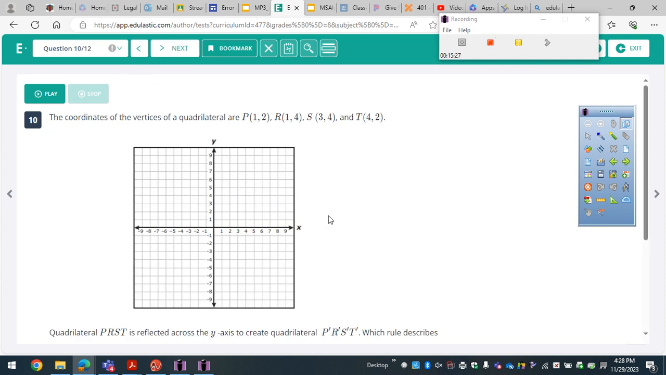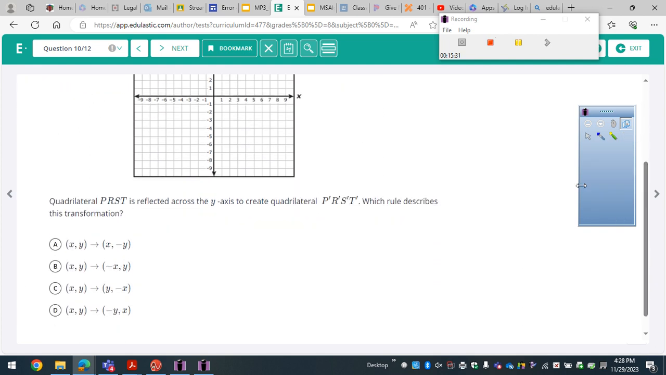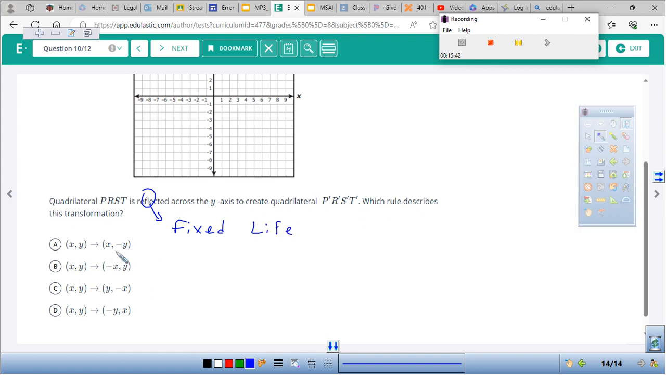Okay, for this, this is just easy. It says reflection, which is the reflected rule? Reflected means fixed. And which one is the one saying fixed? When it's fixed, well, it gives it to you right here, the y. So the original thing is x and y. When it says fixed, remember it doesn't move. So the y will stay exactly the same, and the x's are now opposites.